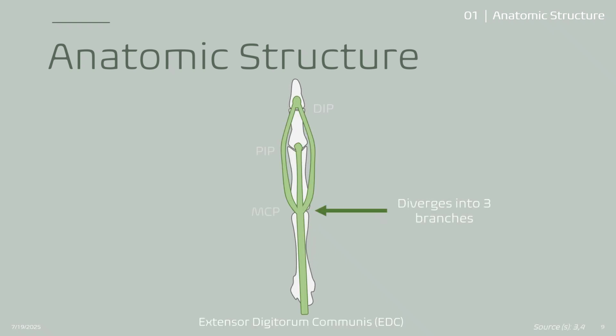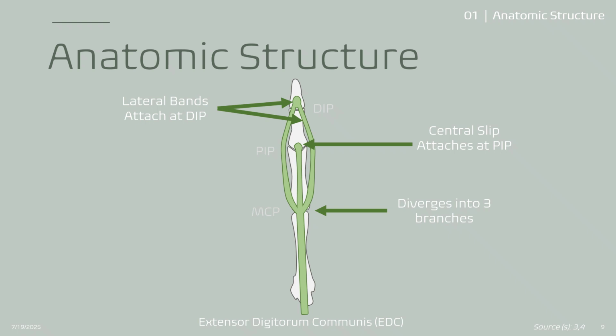This will be a general overview of the tendon structure in the finger. It will not be digit specific. The tendon in charge of finger extension is our Extensor Digitorum Communis, also abbreviated to EDC. I will be using those terms interchangeably throughout this presentation. Above the MCP joint, we see that it diverges into three different branches: the central slip and the lateral bands.